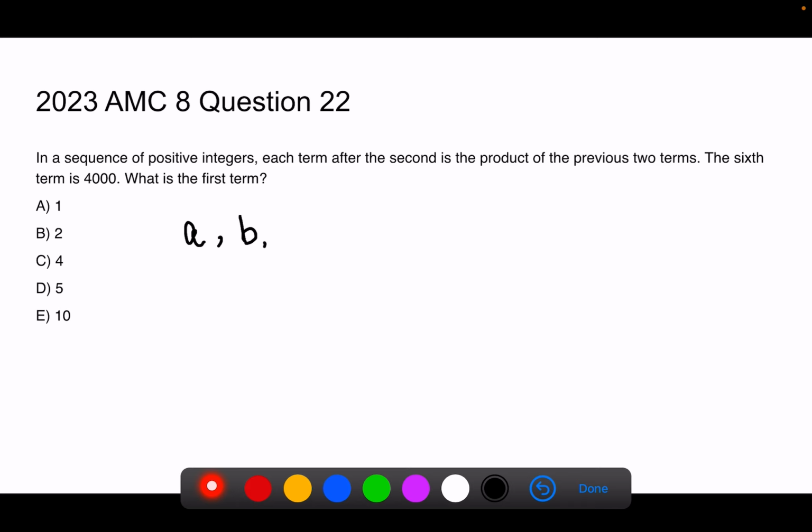The key property of this kind of sequence, or the Fibonacci sequence, is that if you know the first two numbers, the whole sequence is determined. So let's see, the third term is going to be A times B. The next one is going to be A times B squared, so it's AB squared. Next one is A squared B cubed. Next one is going to be A cubed B power 5.